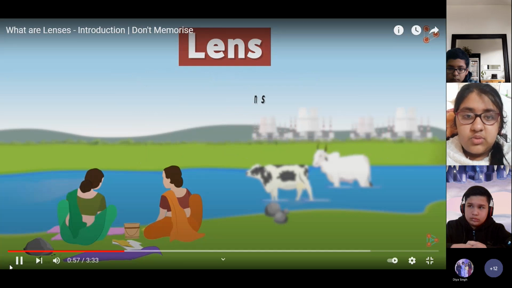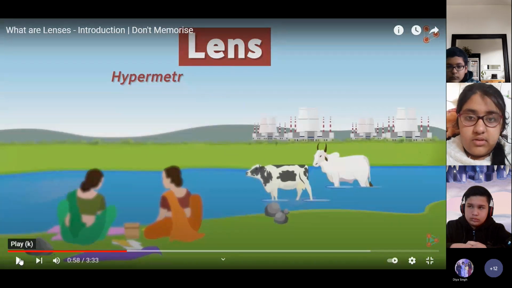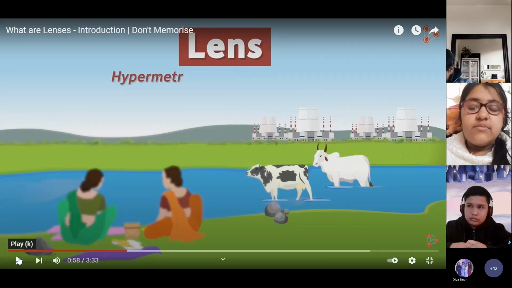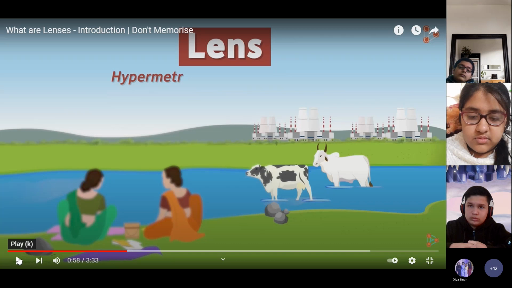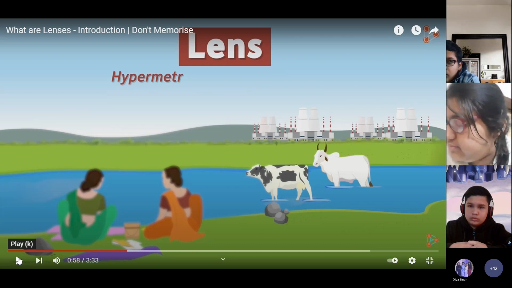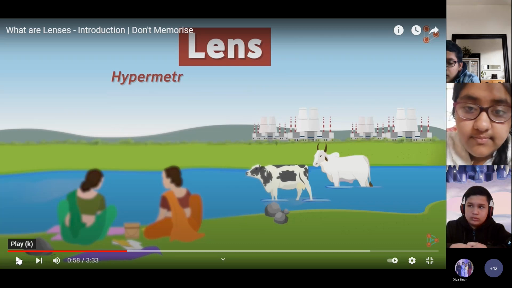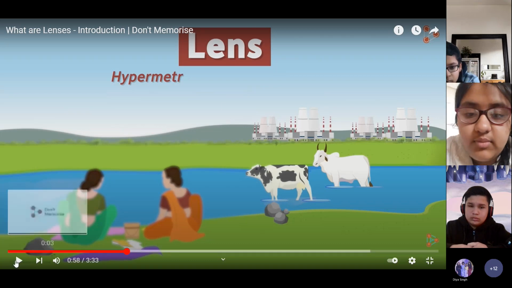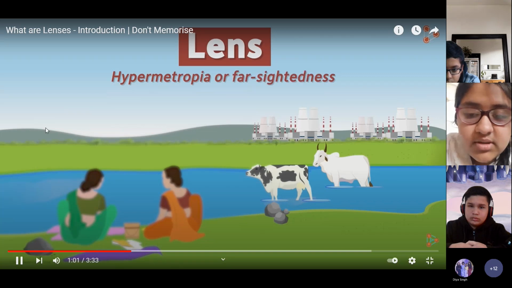And if one is suffering from hypermetropia, or farsightedness, we wear spectacles with convex lenses. If we talk about myopia, nearsightedness, you will study in detail about this later. People who suffer from myopia are able to see near objects, but they cannot see far-off objects clearly. Objects placed far away, they are not able to see. That's why we call it nearsightedness.